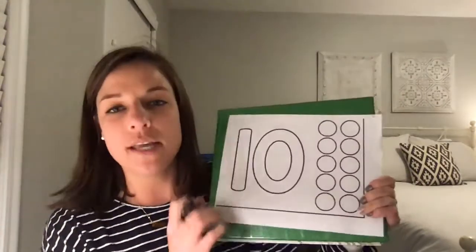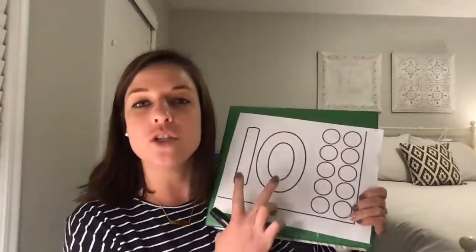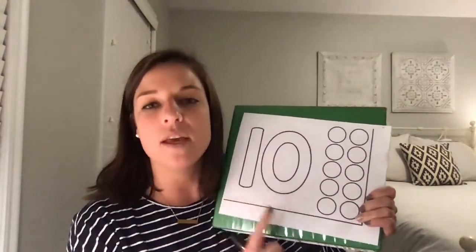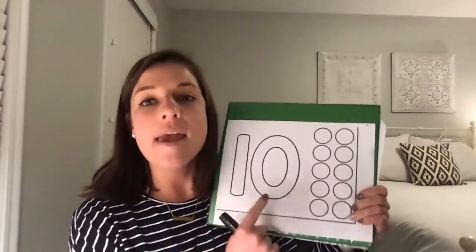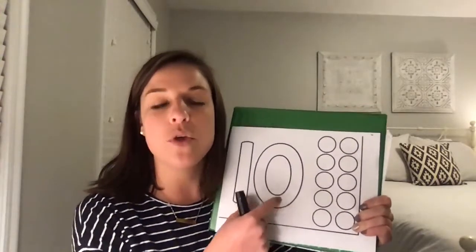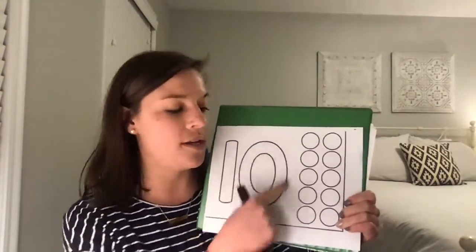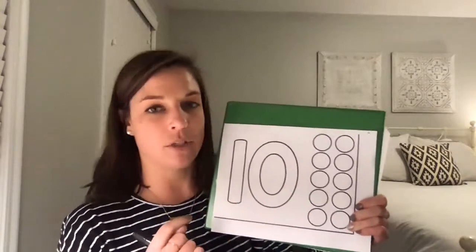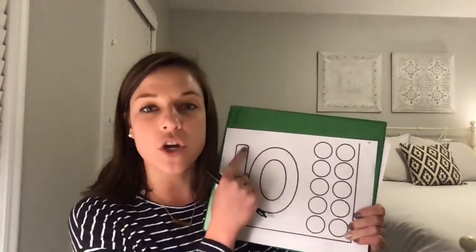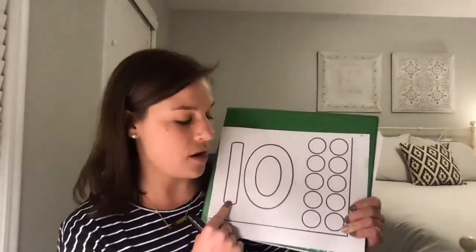So when we make our 10, we say number 10 is a 2-digit number because it's made up of the number 1 and the number 0. So when you put those two together and write a 1 and a 0, that makes the number 10 all together. So we always start with our number 1 when we write the number 10.